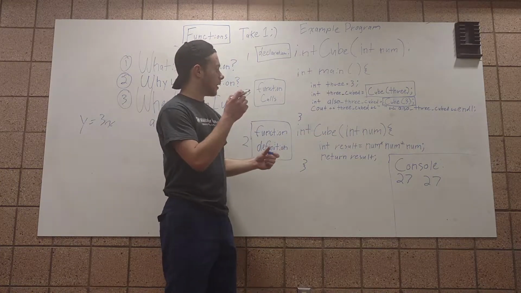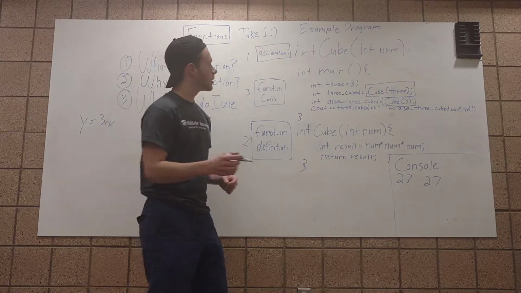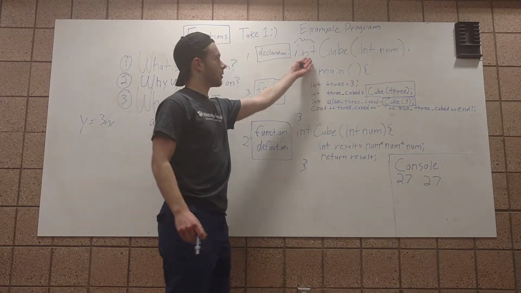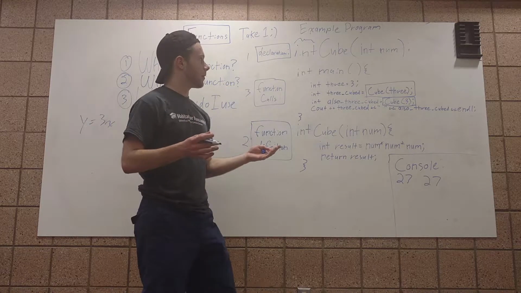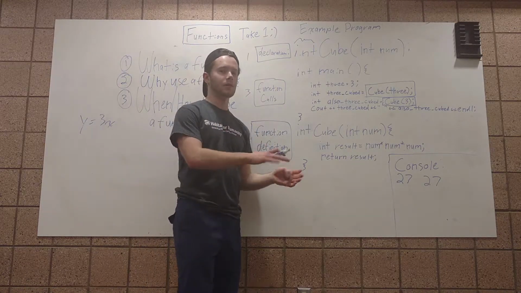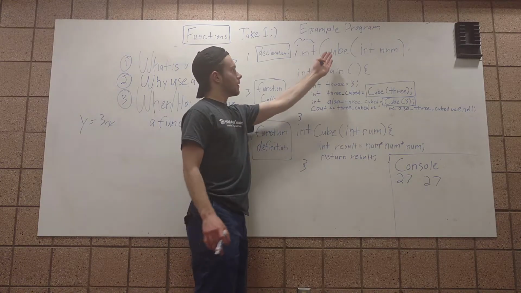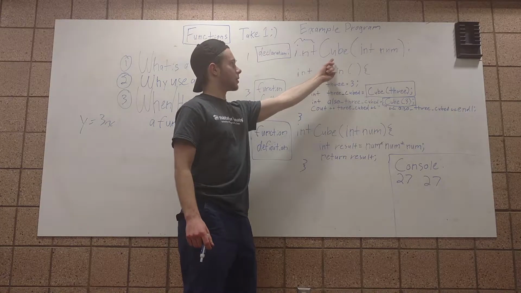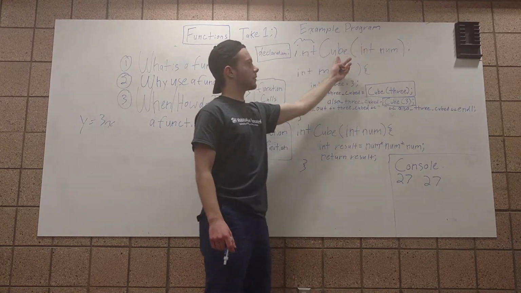So, let's kind of break down the function into 3 parts. Part number 1 is the return type. This is the type that the function is going to return when you call it. And we'll get to function calls in just a second. The second part is the function name. So we're going to call this function cube, because we're going to cube the number that we get. So this is the function name.